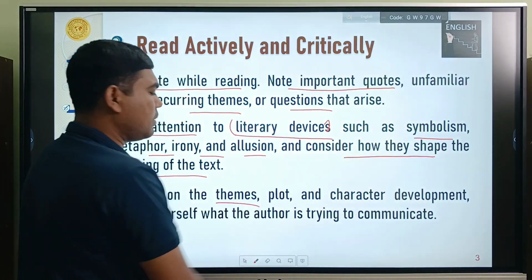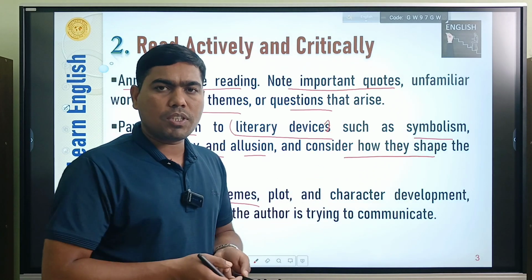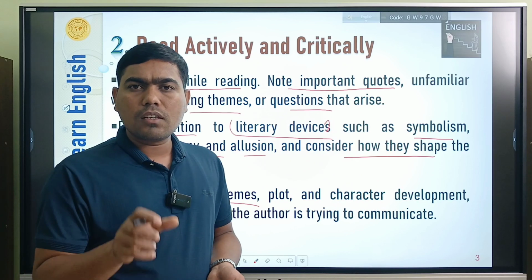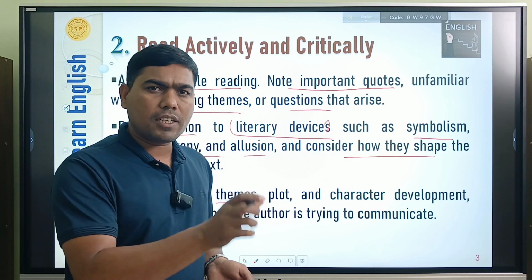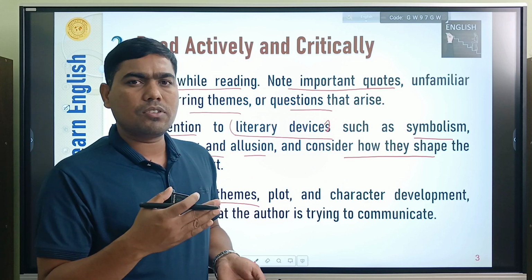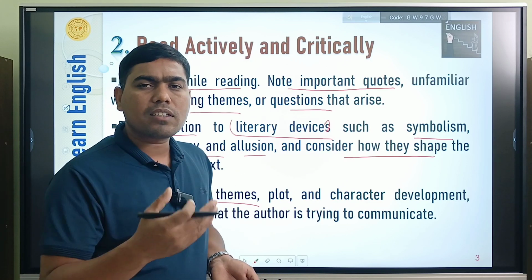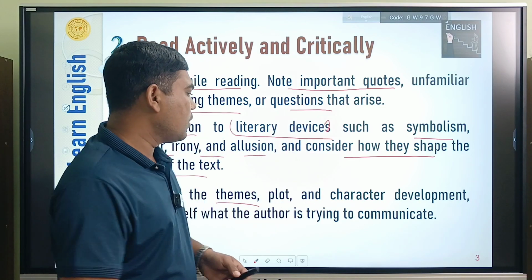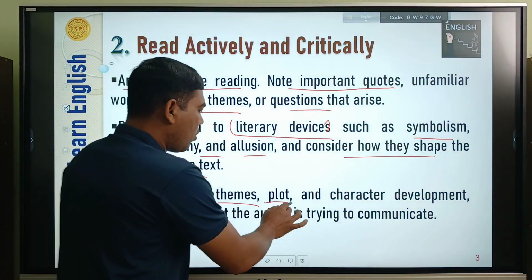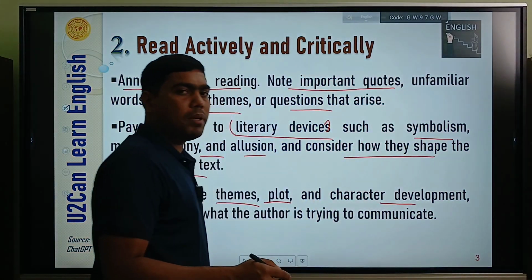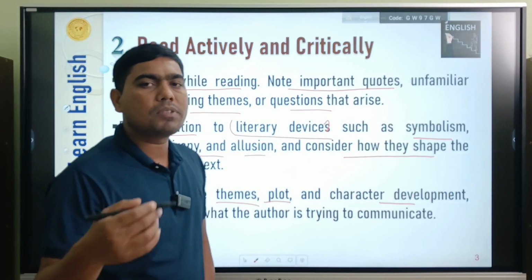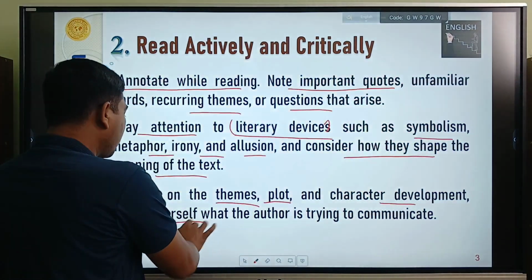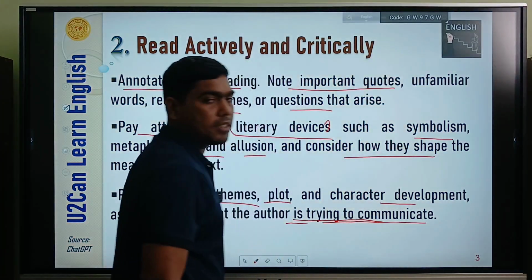Then reflect on the themes. Suppose you have read a story, don't stop thinking just after reading the text. Rather, reflect on this. Think deeply about the text and try to find out what the writer actually wants to say under the surface story. Okay, so try to reflect on the plot, try to reflect on the character development, how the writer has developed the characters of a particular story or novel or an essay. And ask yourself what the author is trying to communicate.